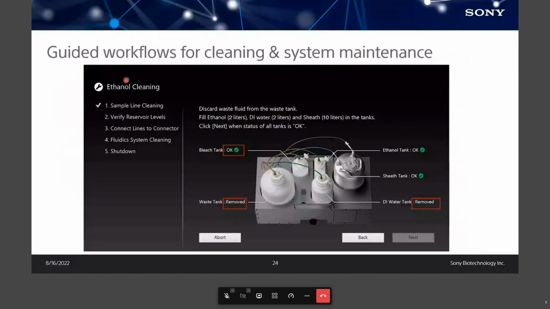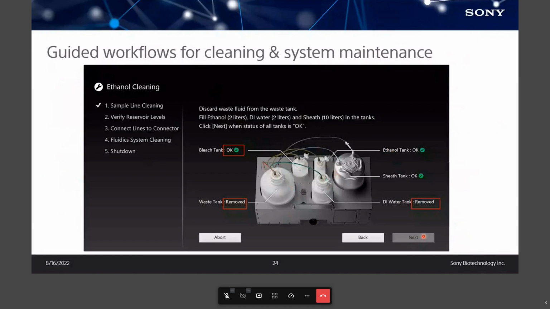So here's an example of what one of those guided workflows for cleaning the system looks like. In this case, we're looking at the ethanol cleaning wizard. But you can see here that these wizards are pretty intelligent themselves. So they have little checkpoints in them. In this case, the system is telling you that the bleach tank is okay and the ethanol and sheath tanks are okay, but the DI water and the waste tank have been removed. So in a lot of these guided workflows, the wizard actually will not let you proceed until you've done the correct thing, right? You've either filled or emptied the tanks, or done what you've needed to do, or what it's telling you to do. And then once you've done that, you can then click next.